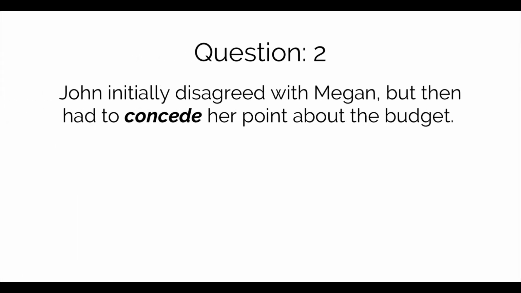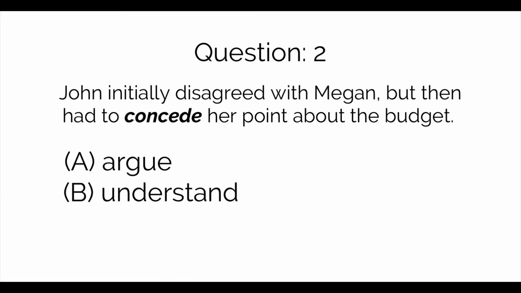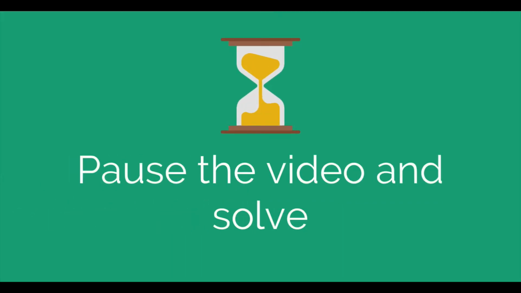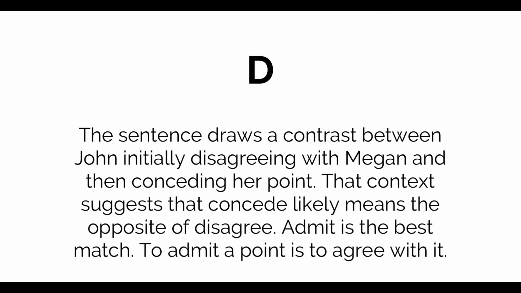Question 2. John initially disagreed with Megan, but then he had to concede her point about the budget. Concede most nearly means A. Argue, B. Understand, C. Counter, D. Admit. Pause the video and try to solve this one. The correct answer is D. The sentence draws a contrast between John initially disagreeing with Megan and then conceding her point. That context suggests that concede likely means the opposite of disagree. Admit is the best match. To admit a point is to agree with it.